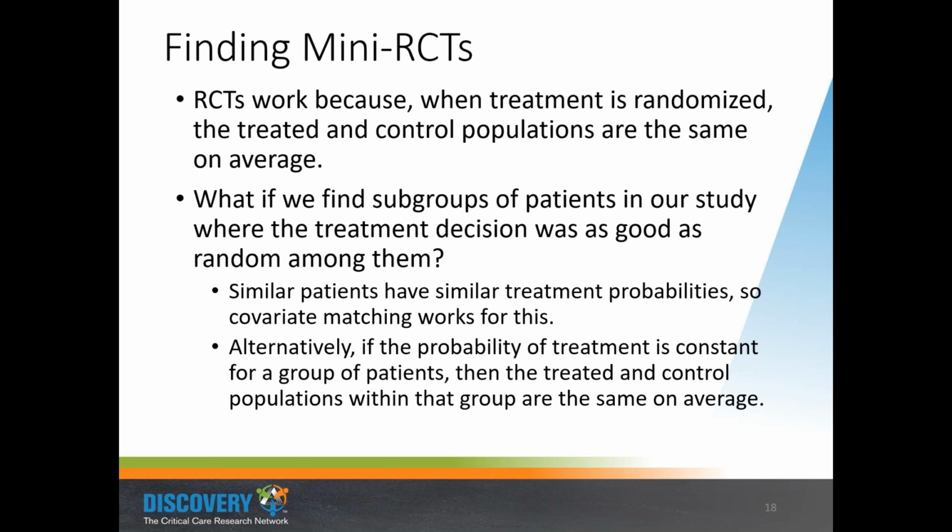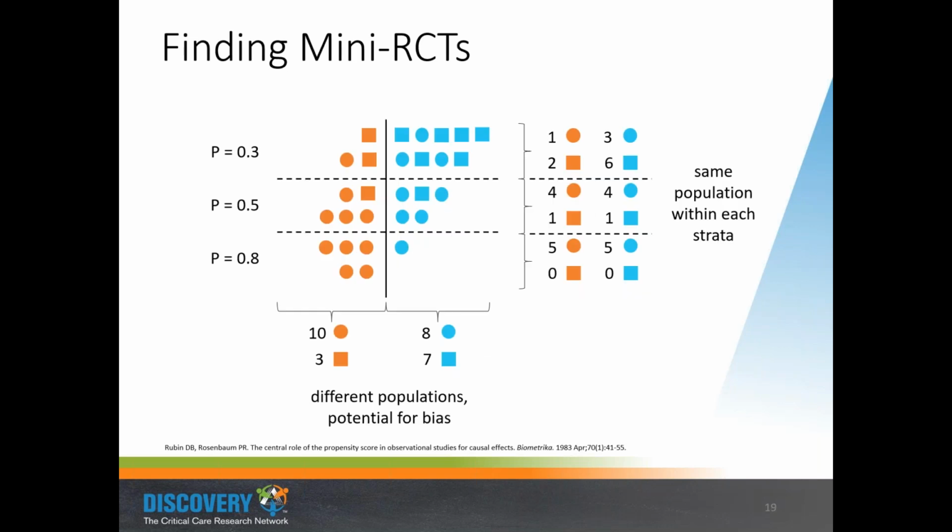If we have similar patients, they'll have similar treatment probabilities. So if we had just done covariate matching, as in the imputing case, where we took a patient who's similar to this patient but in the opposite treatment group, if those patients are the same, then they also have the same treatment probability. So this does work for covariate matching to find those mini-RCTs. But also, if the probability of treatment is constant for a group of patients, then the treated and control populations within the group are the same on average. So that's what I said before. Let's have a closer look at that.